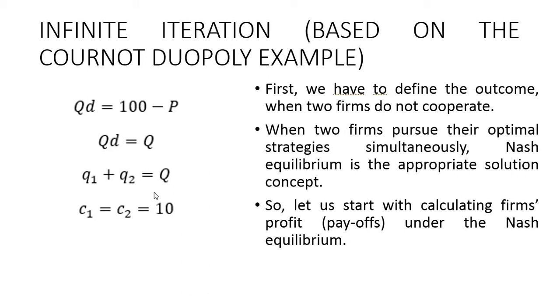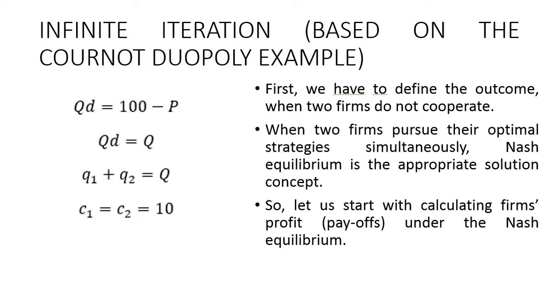They are both constant and they are equal to 10. Okay, so first let us start with defining the outcome when two firms do not cooperate. So let's assume both of them defect, so they pursue their best strategies, and when they do this simultaneously, Nash equilibrium serves as the appropriate solution concept.